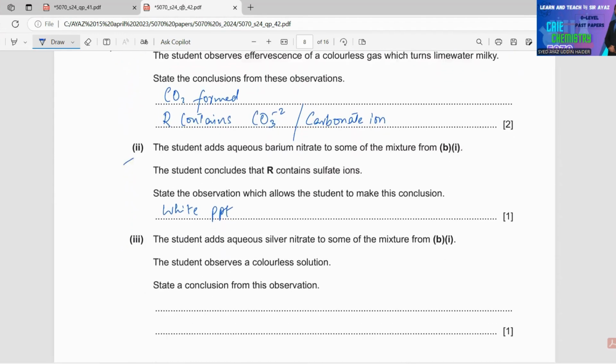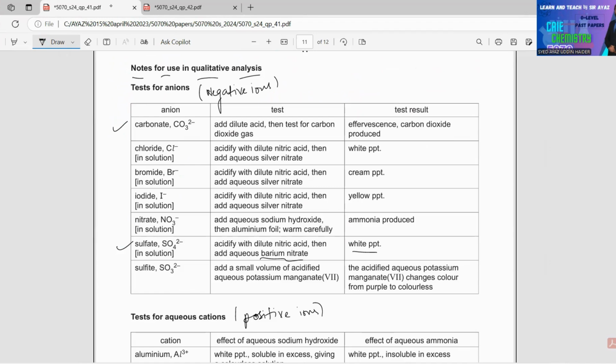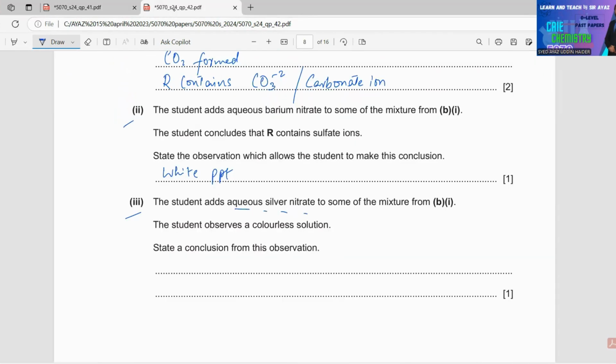Moving to next part 3. The student adds aqueous silver nitrate to some of the mixture from B1. The student observes a colorless solution. State a conclusion from this observation. Aqueous silver nitrate is a test used for checking chloride ion, bromide ion, iodide ion. So no color means halide ions absent. All these halide ions are absent.